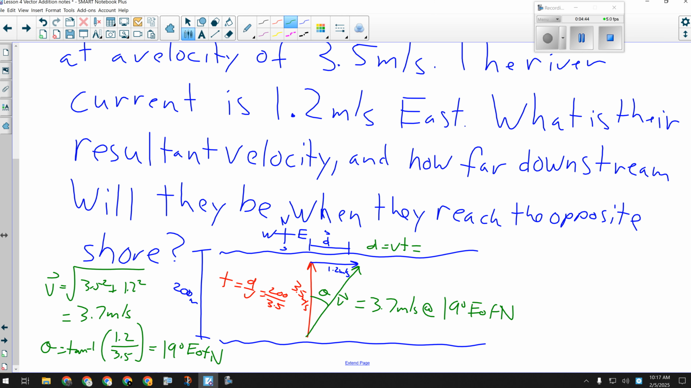And then, in order to calculate the time, that's the red calculation here, we're going to take 200 and divide by 3.5. It's going to take 57.14 with a bunch of other decimals seconds to get across. That number carries over to here because while we're going across, we're also going downstream. So that calculation will simply be 1.2 times 57.14, so 69 meters downstream.